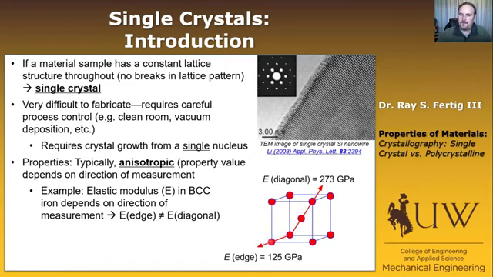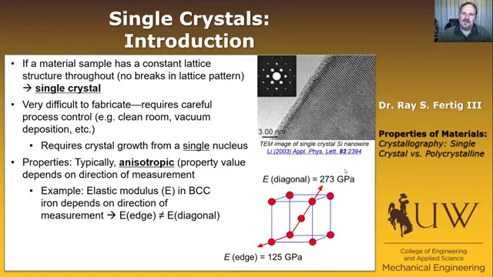this would be something like a 100 direction. Pulling on it in that direction gives you one modulus of elasticity, in this case 125, whereas pulling on it in the diagonal of this BCC material is going to give you a modulus of 273. So significantly different modulus values depending on the direction that you pull. Now, if you remember what the modulus of iron actually is, you would typically report it as something in between there. And again, we'll talk about what that is.